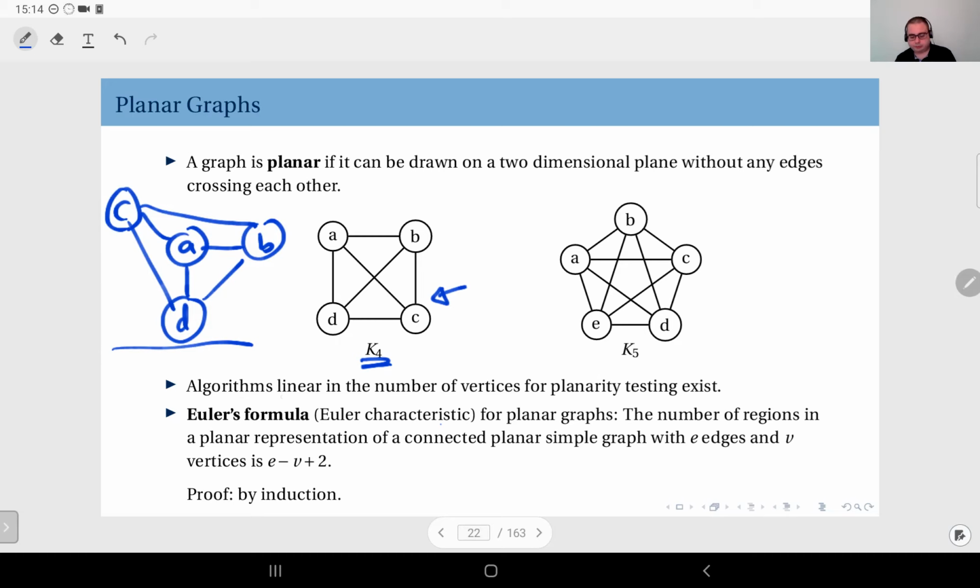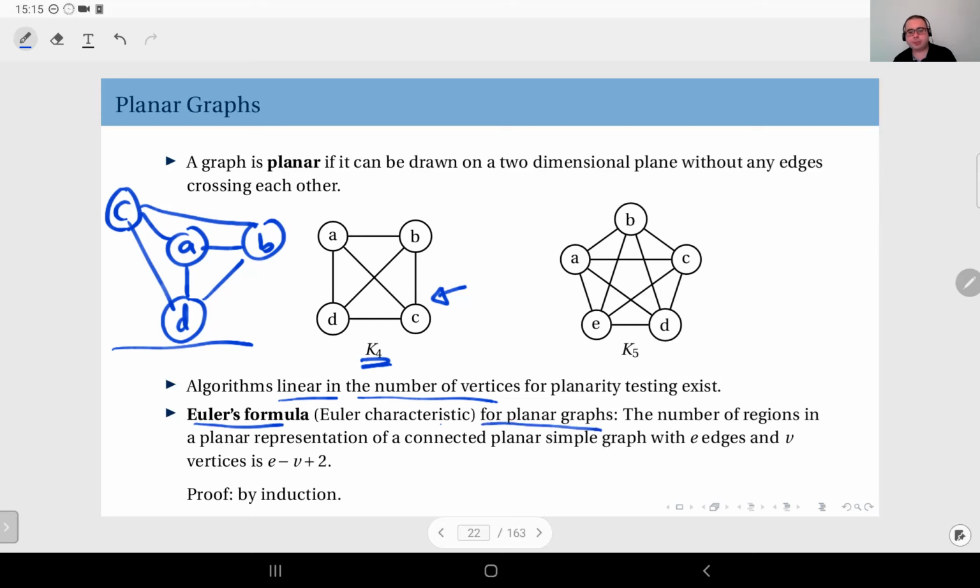Now, algorithms for checking planarity are linear in the number of vertices. So this is quite an efficient solution to this problem. And another important concept regarding planar graphs is Euler's formula or Euler characteristic for planar graphs.